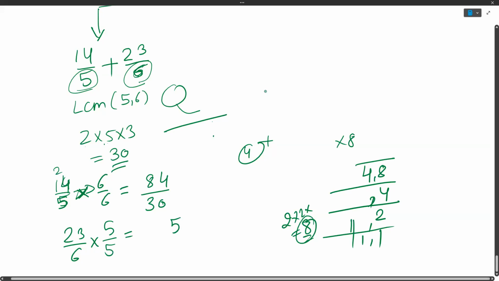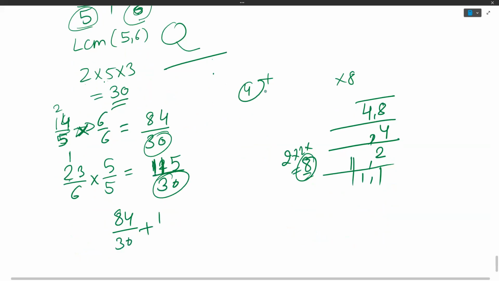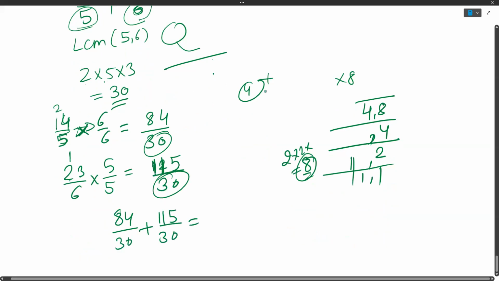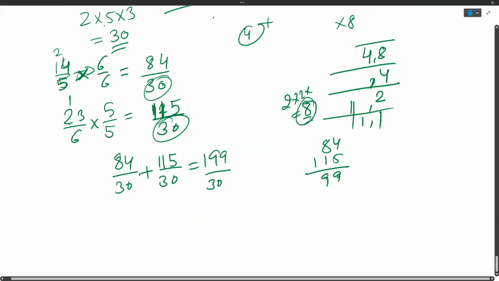23 into 5 is 115. Okay. 3 5s are 15, 1, 10, and 1, 11. 115. It is 115, children. 115 by 30. So now they both are like fractions, denominators are same. So add them directly. 84 upon 30 plus 115 by 30. So 84 plus 115 will be 199 by 30. How will you convert it into the mixed fraction?